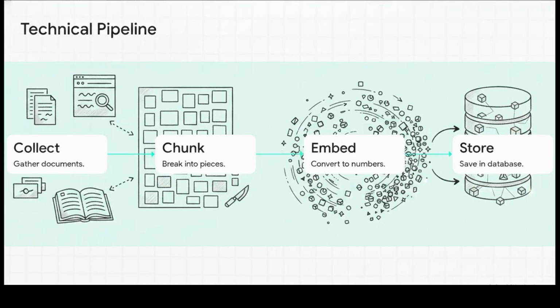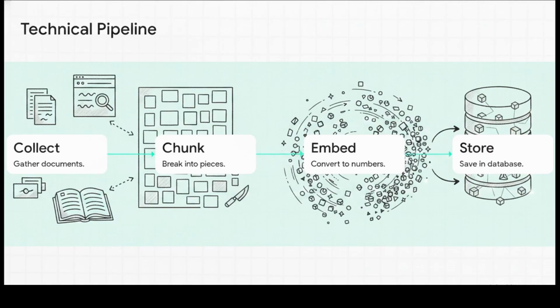Okay, so how does it actually find that specific page so quickly? Let's peel back the curtain on the technical pipeline. Collect documents, break into chunks, convert to embeddings, and store in a vector database. First, we collect the documents: PDFs, websites, internal wikis, the whole shebang. Second, because these documents are massive, we break them into chunks. Basically, we slice a giant manual into hundreds of digestible, paragraph-sized pieces.